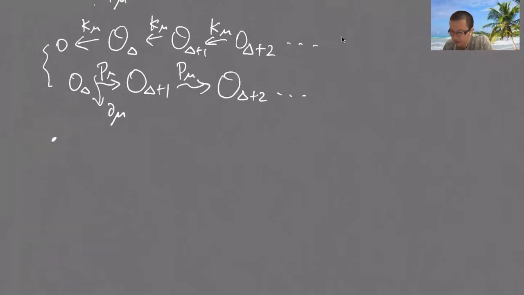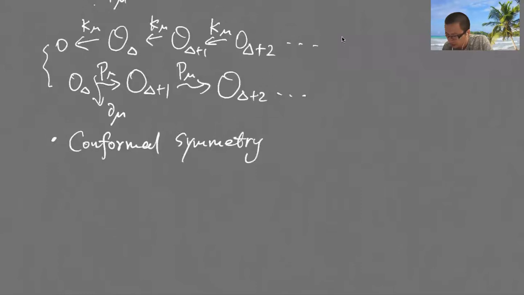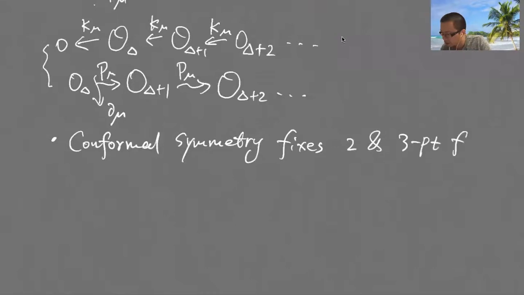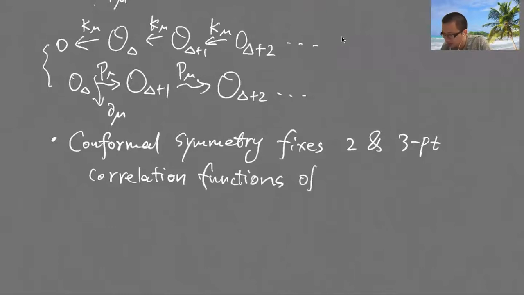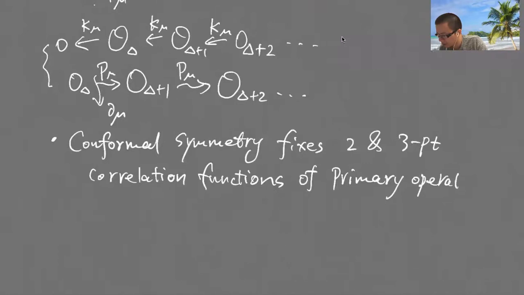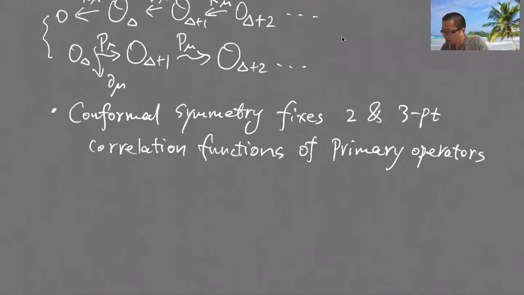It's a known fact that conformal symmetry fixes 2 and 3 point correlation functions, say, of local primary operators. And I said we will just focus on scalars.